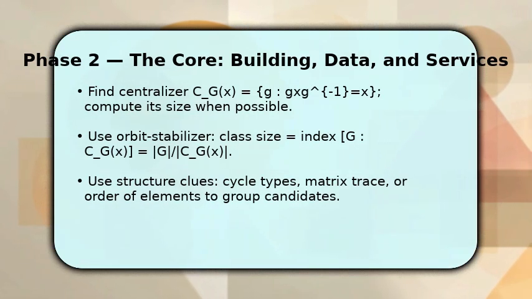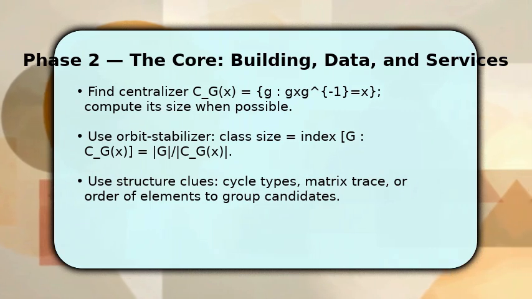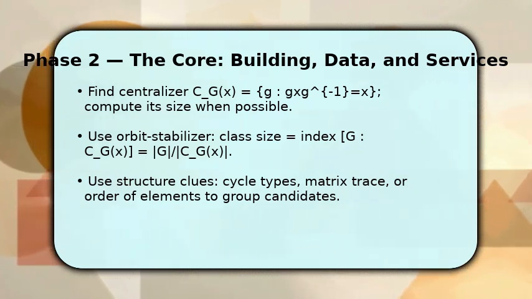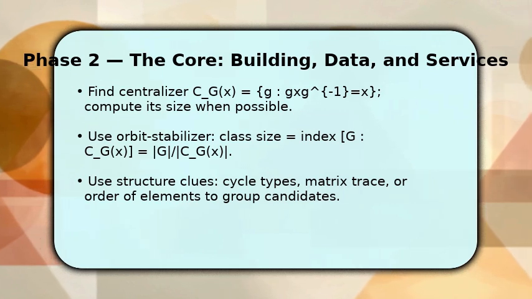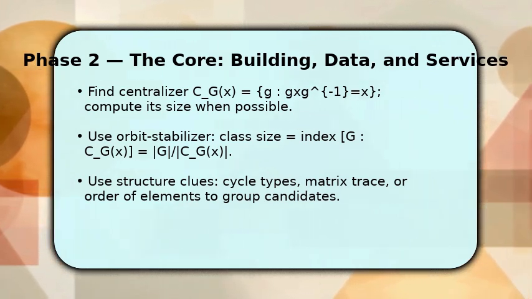Next, compute centralizers for your chosen representatives. You can often use structure clues like cycle type or element order to guess C_G(x). Once you have C_G(x), compute the class size as |G| divided by that size. That tells you how many distinct conjugates to expect.